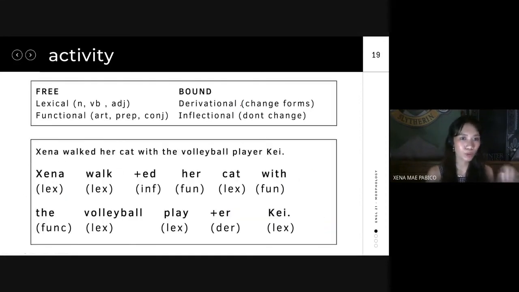So to review, again, free morphemes have two categories, lexical and functional. Bound morphemes also have two categories: derivational, which changes forms, and inflectional, which doesn't change forms. So that is all for today.